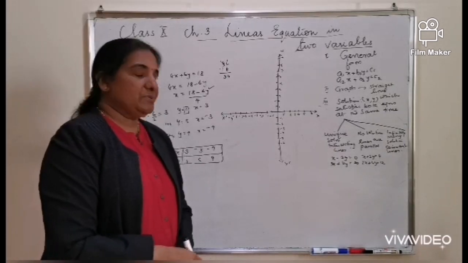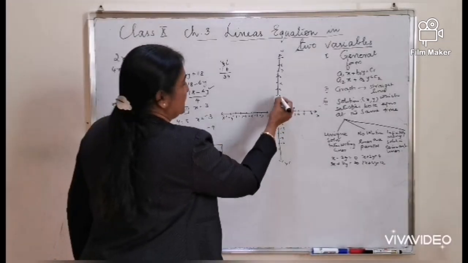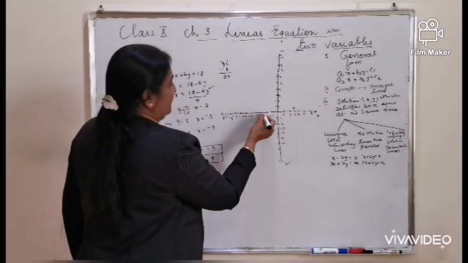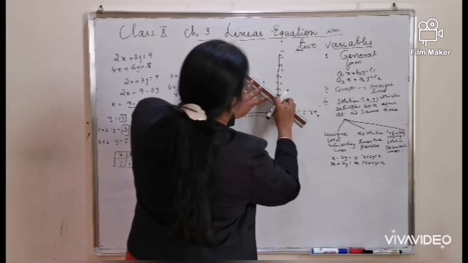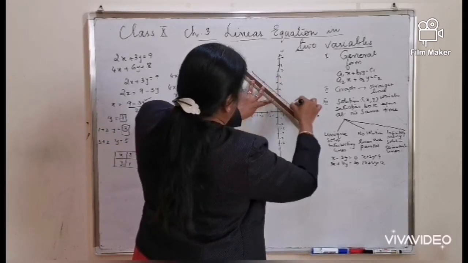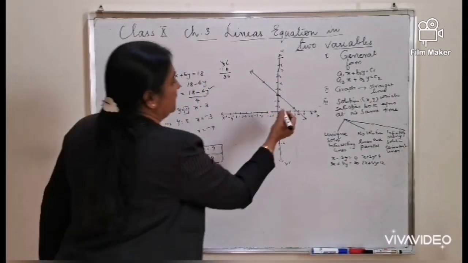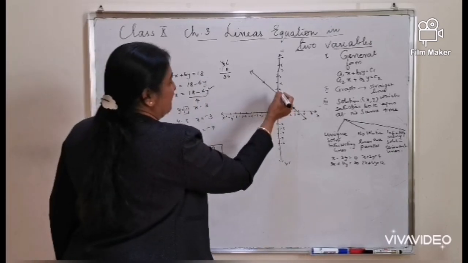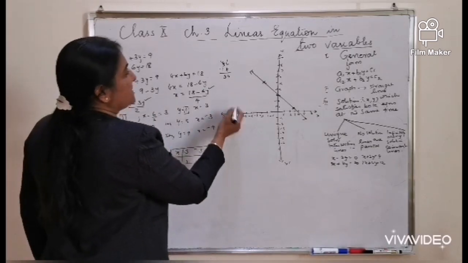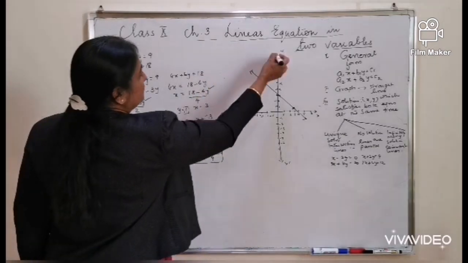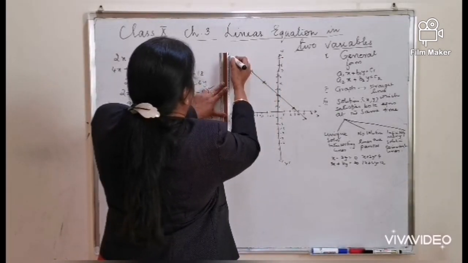Let's plot the values. 3, 1; 0, 3; and minus 3, 5. The next equation: 3, 1; minus 3, 5; and minus 9, 9.